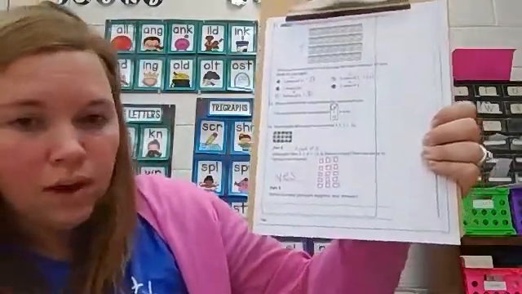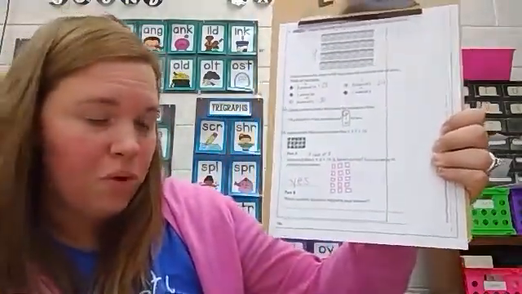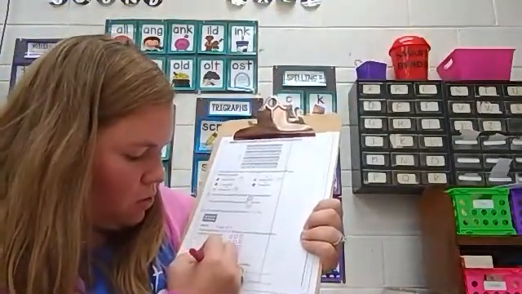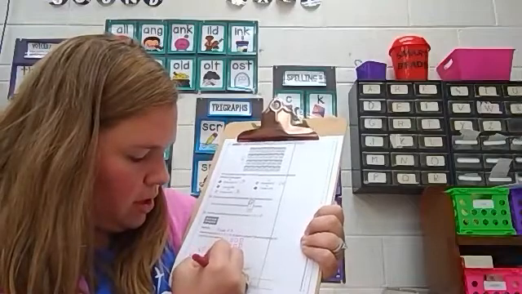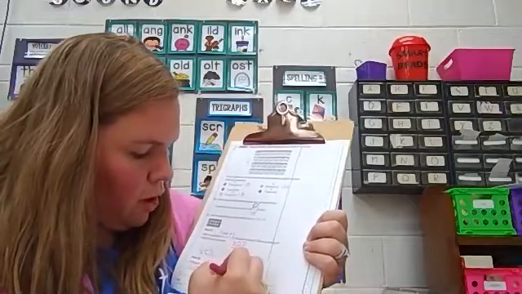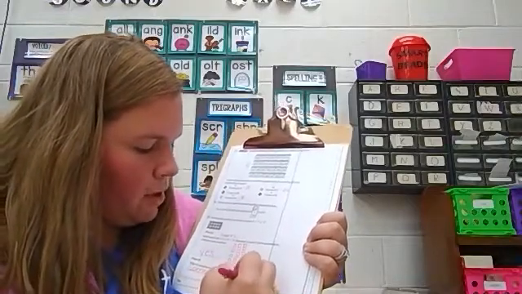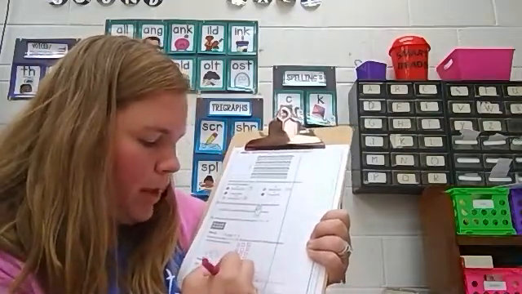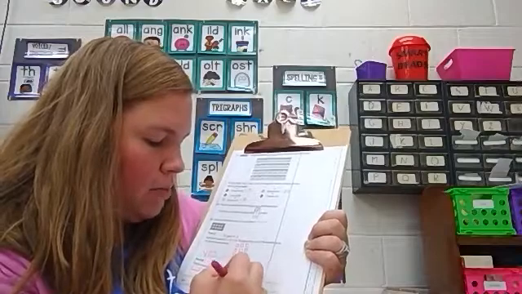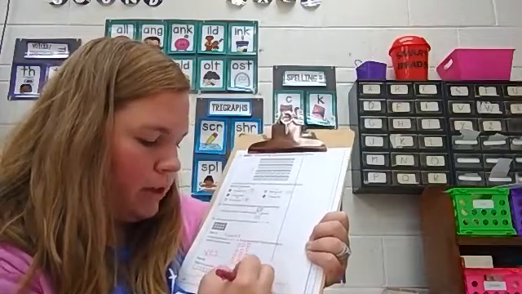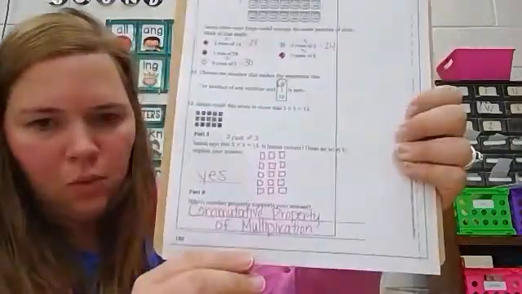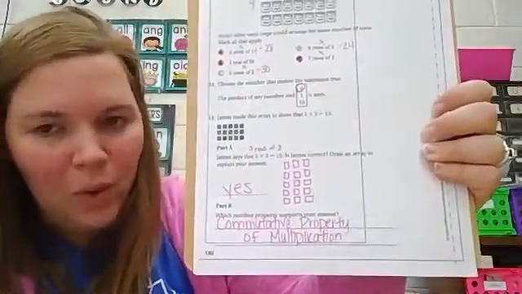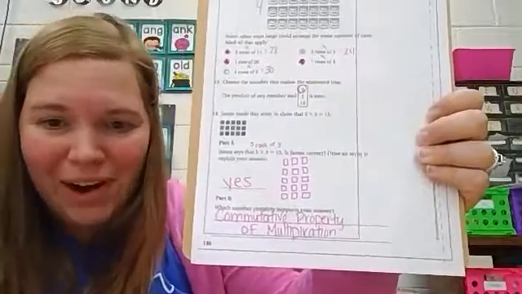Yes. What number property is that? We've talked about it a lot today. Commutative property. And make sure you put of multiplication, because there is a commutative property of addition, and we want to make sure that we are talking about multiplication, okay? I hope this review helped, and good luck tomorrow on your test.